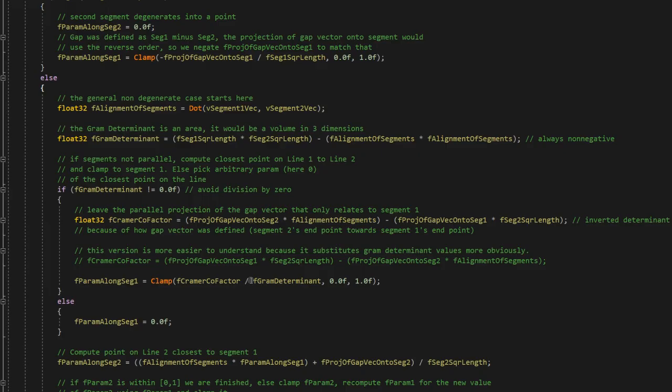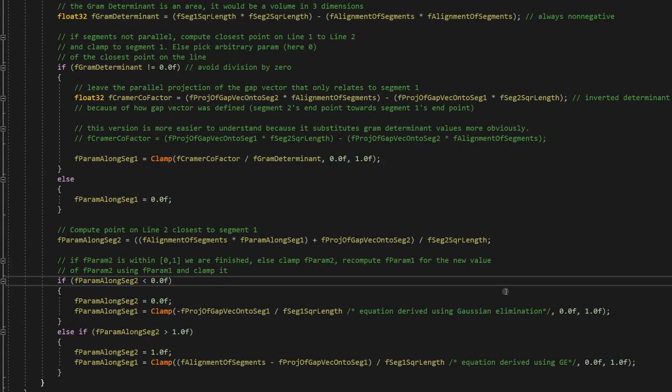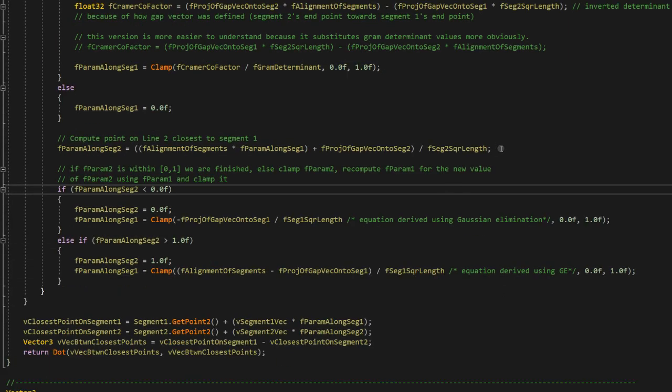If the gram determinant was 0, which means the segments are parallel, we set the parameter along segment 1 to 0 as a basis to calculate the parameter along segment 2. Since we have the parameter along segment 1, we can compute the parameter of the closest point along segment 2 using fewer steps. We multiply the parameter along segment 1 by the alignment of the segments to translate how much it projects onto segment 2.